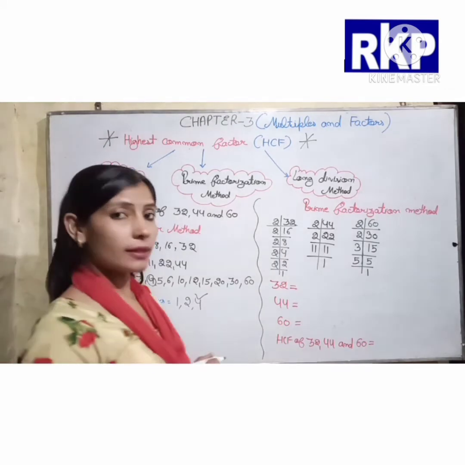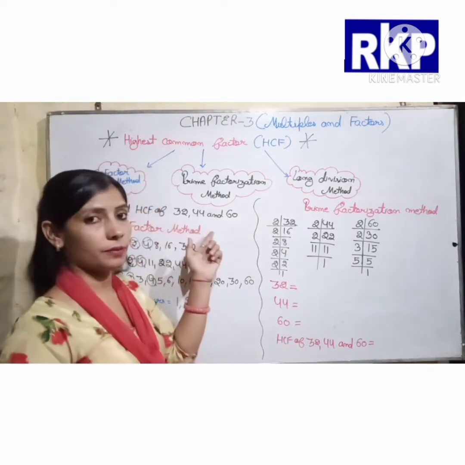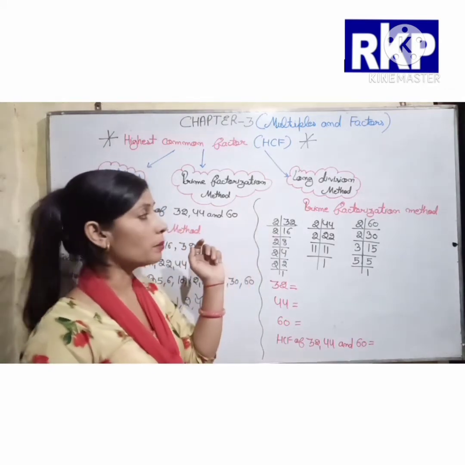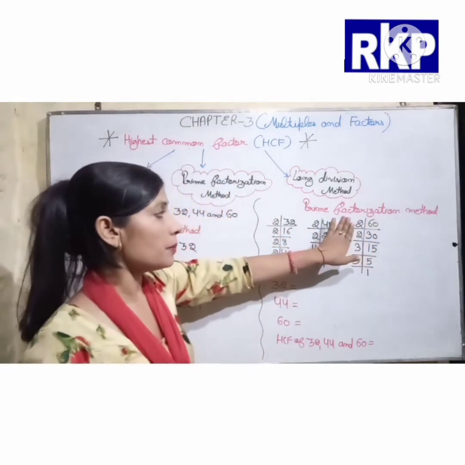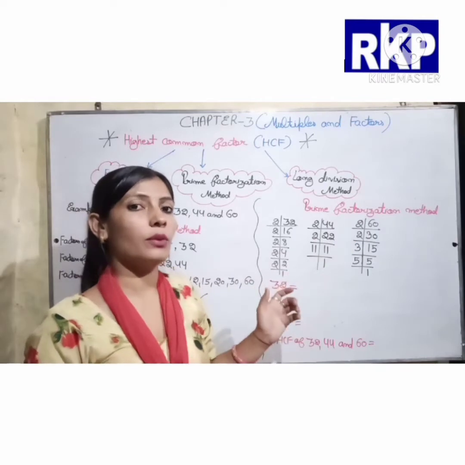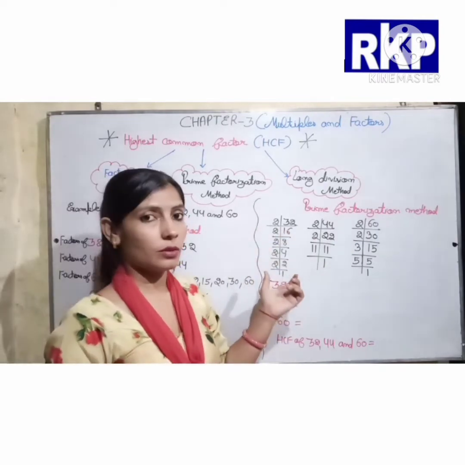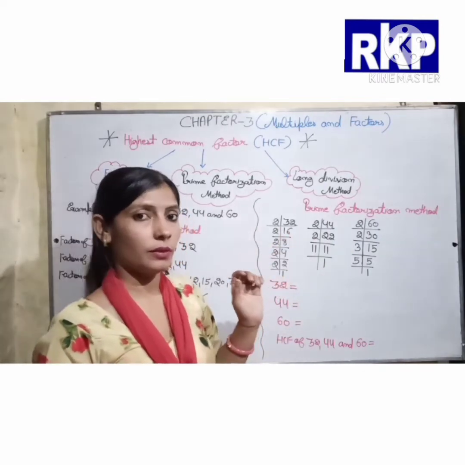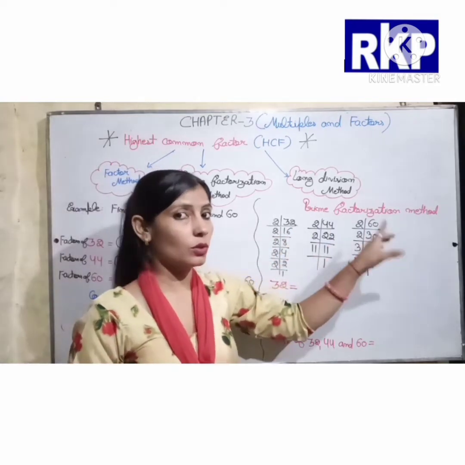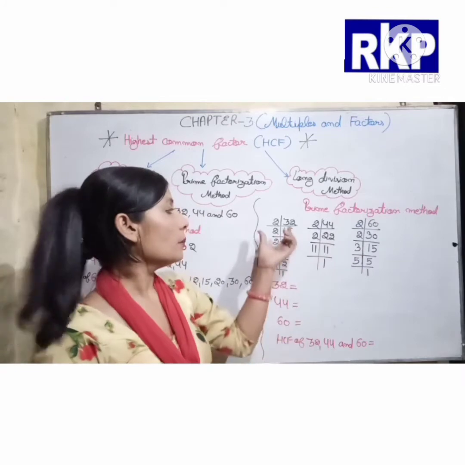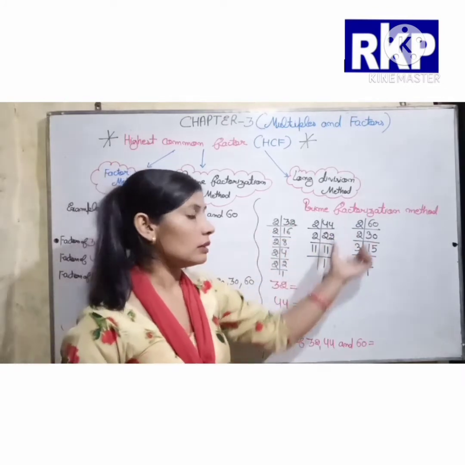Now students, let us see the same example by another method, by prime factorization method. According to this method beta, first of all we have to find prime factors of each number. Here we have 32, 44 and 60. So first of all we have to find prime factors of these numbers.